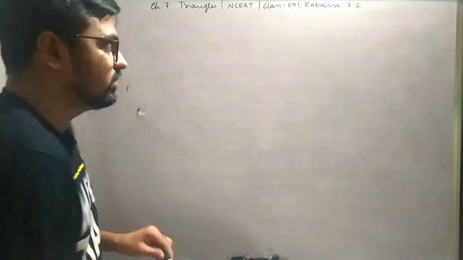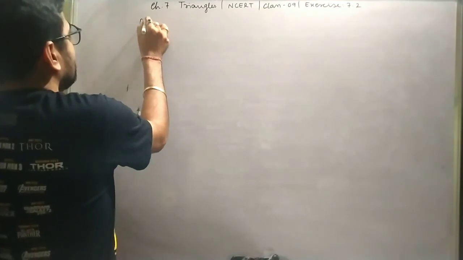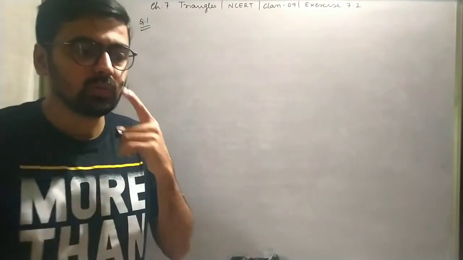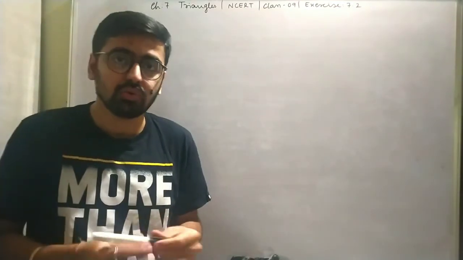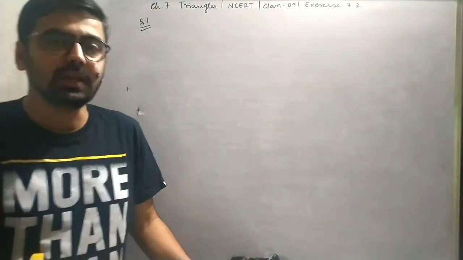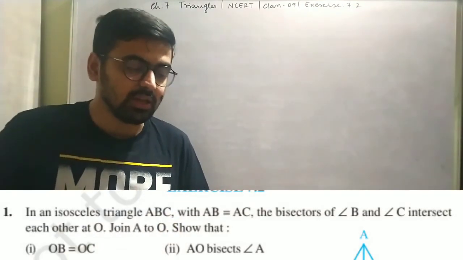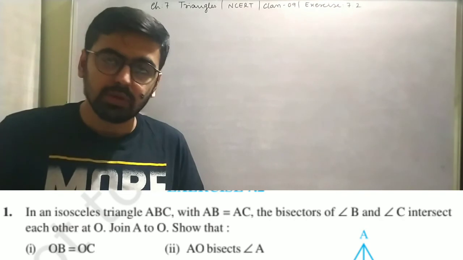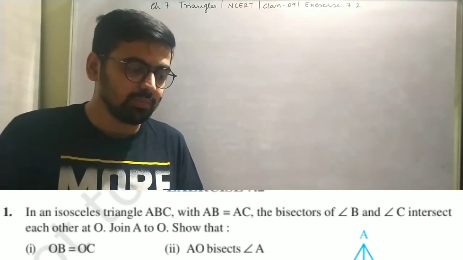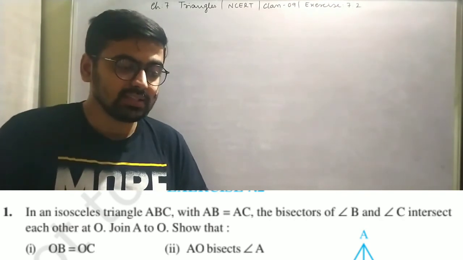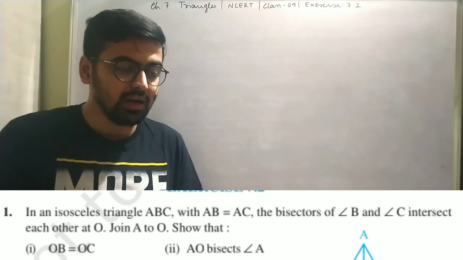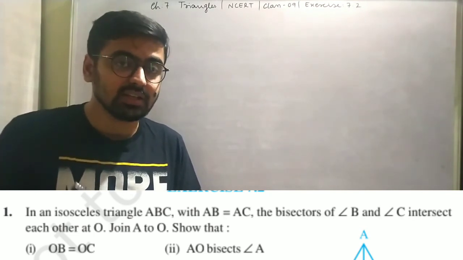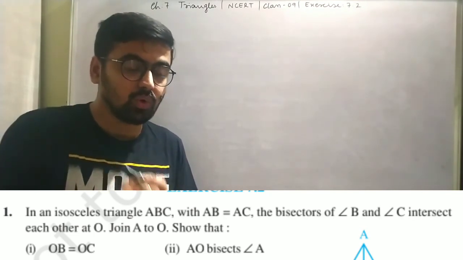So without wasting much of our time, let's go for question number 1. So what do we have in question number 1? In an isosceles triangle ABC with AB equals to AC. So it is given AB equals to AC. The bisectors of angle B and angle C intersect each other at O.